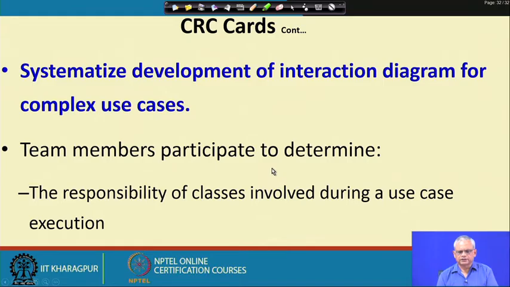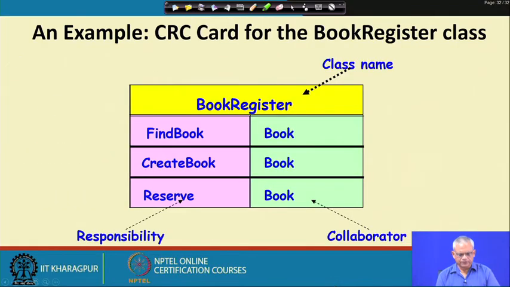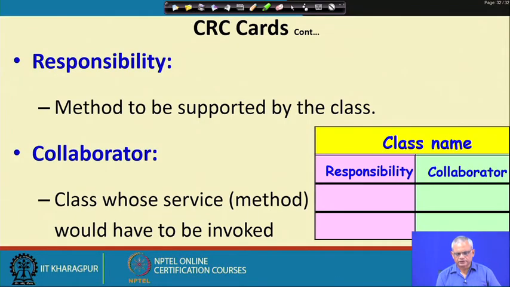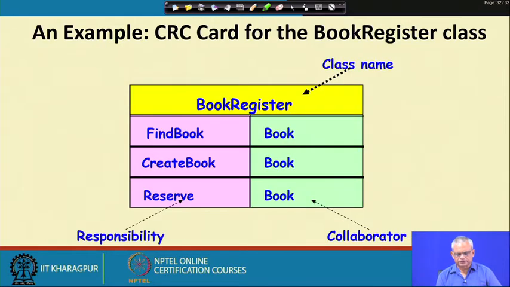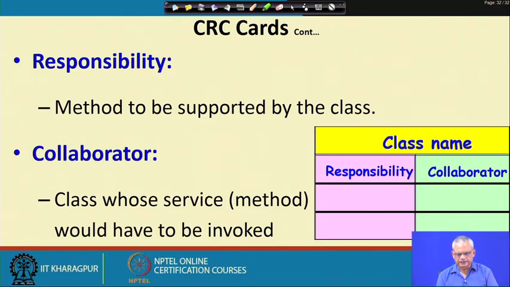The CRC cards help us systematize the development of the sequence diagram for complex problems. For simple problems, just by reading it we can do it. For example, for the tic-tac-toe game we could do it without developing a CRC card, but for more complex problems we need to develop the CRC card. The responsibilities here are the methods that will be supported, and the collaborator is the class whose services will be invoked by this class.